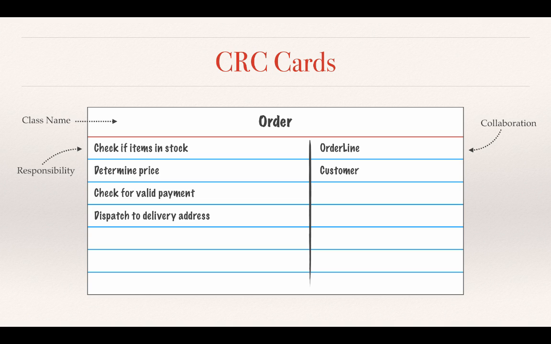A CRC card is simply an index card that represents a class in the code. The responsibilities of the class are a high-level abstraction of what the class is supposed to do. Many of these will turn into methods, and the collaborators for each responsibility are the other classes involved in a particular responsibility. In this example, the order class has the responsibility of checking if a number of items are in stock, and it will need help from an order line object to make that determination. Maybe the order line objects hold the name of the item and the number of that item that the customer wants.